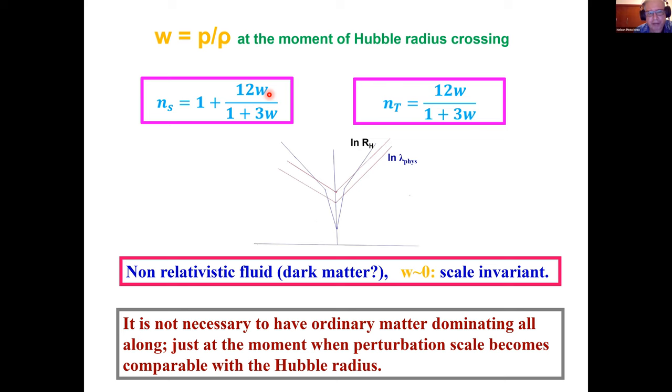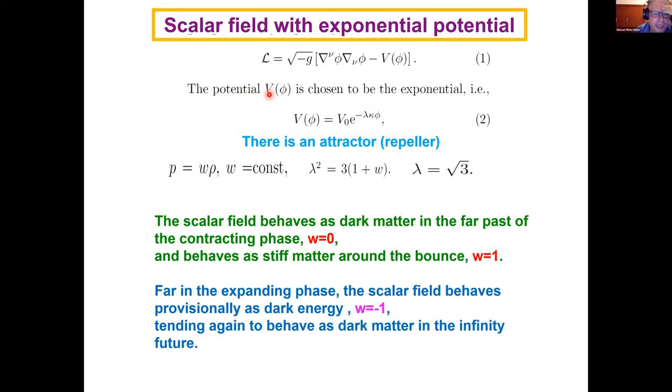Okay. And finally, the last thing I would like to show you, I think that I'm almost in time, is something very interesting. Everything I told you was for a specific example of exponential potential, and exponential potential has very many motivations coming from string theory. So if you have exponential potential, then the background works as follows. The scalar field behaves as dark matter in the far past of the contracting phase, then behaves as stiff matter around the bounce, as I said. And then there is the bounce. And then far in the expanding phase, it behaves like dark energy, which is very nice. And then in the infinite future it behaves again as normal matter, W equals zero.